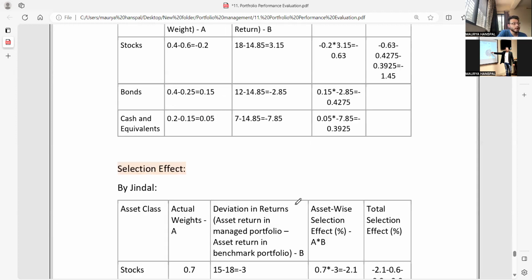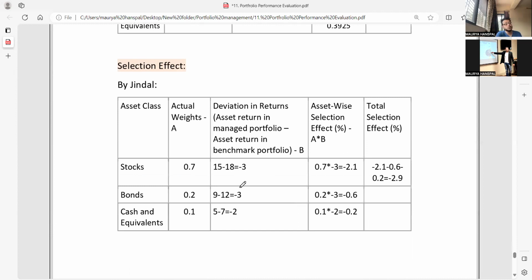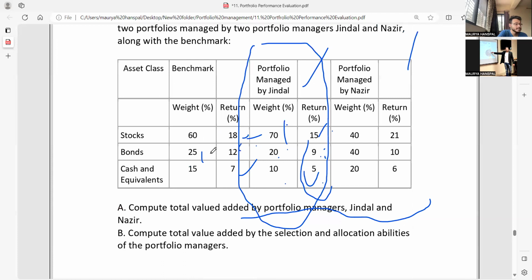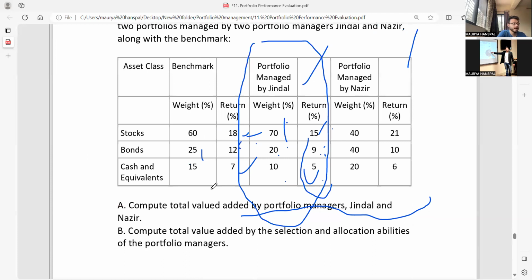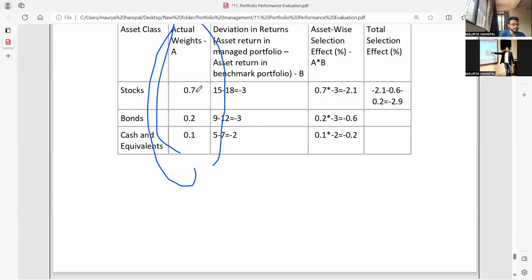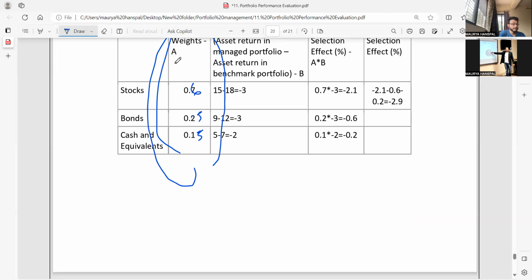If we talk about security selection, you have to take the actual weights of the portfolio. No difference here. Actual weights of the portfolio. Here, we are not taking the difference between the portfolio and the benchmark. Okay, but one thing that is wrong here, we have to take the benchmark weights instead of the portfolio weights. See, the benchmark weight, this is some typo error. The benchmark weight is 0.6, 0.25, and 0.15. So here you will have 0.6, 0.25, and 0.15. So here take the actual weights in your benchmark.